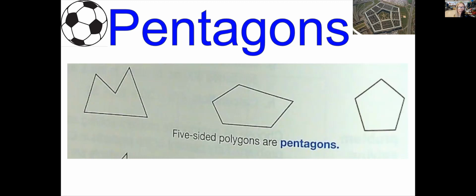They make all their plans in that building, and it's shaped like a pentagon, has 5 sides, just like soccer ball patches have 5 sides. And so 5-sided polygons are called pentagons. And if you look very carefully, there are 3 different types of pentagons there because they have 5 sides.